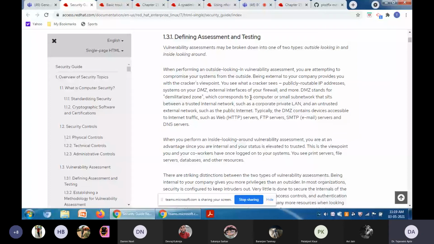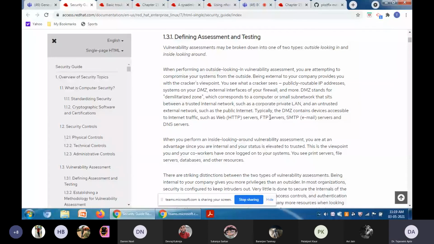It corresponds to a computer or small subnet that sits between a trusted internal network, such as a corporate private LAN, and an untrusted external network, such as the public internet. Right? Services accessible to internet traffic include HTTP, FTP, SMTP and DNS. So whenever you are looking from outside to inside, the cracker's viewpoint is given to you, to see how exactly you are trying to get network access to your system.